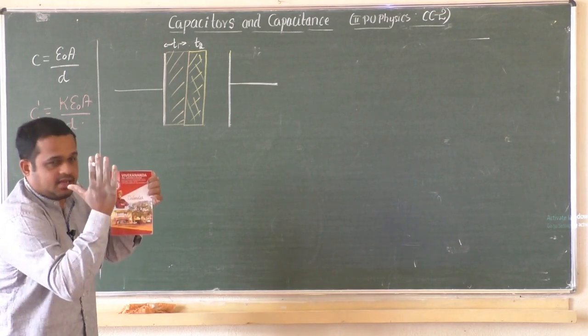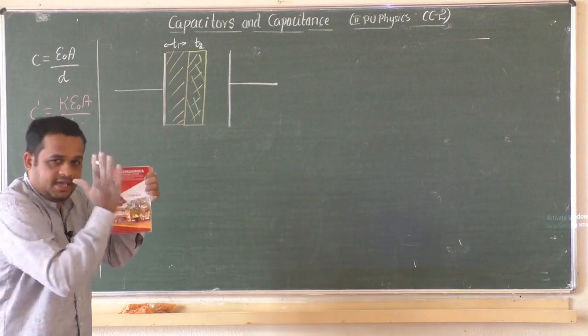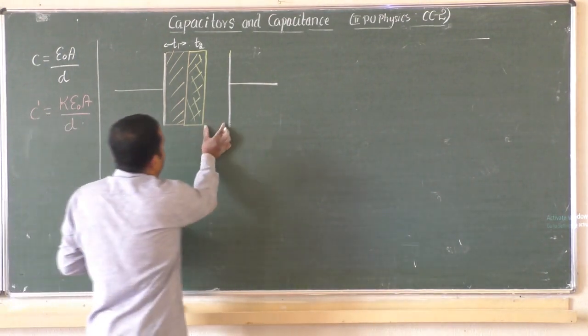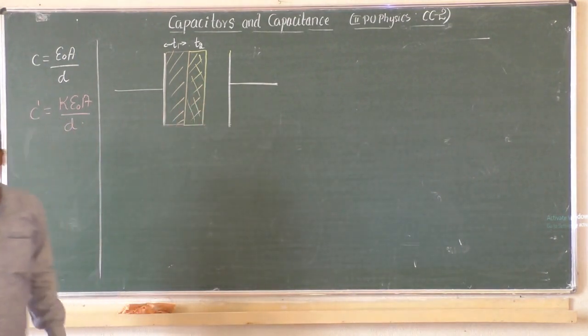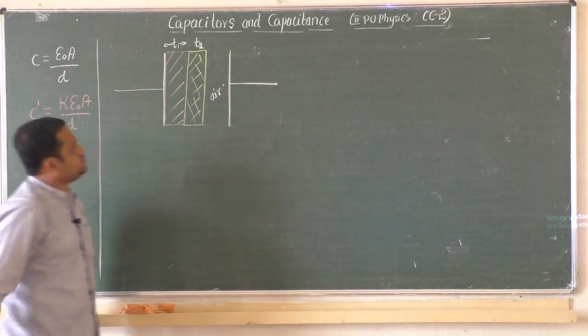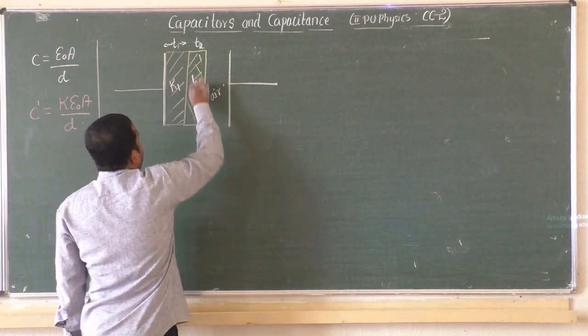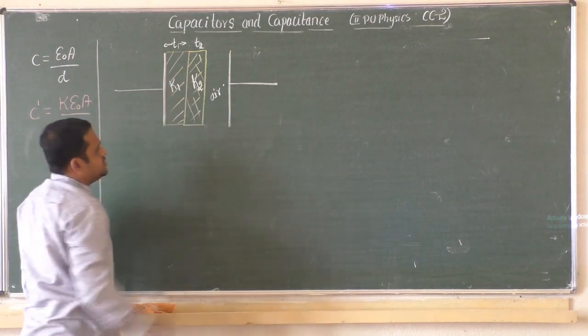Area of the dielectric is equal to area of plate. I placed one more dielectric here. Again area is same. In the remaining part, no filling. That means air remains there. Okay. Now here air will be there. Let K1 be the dielectric constant of this medium and K2 be the dielectric constant of this medium.